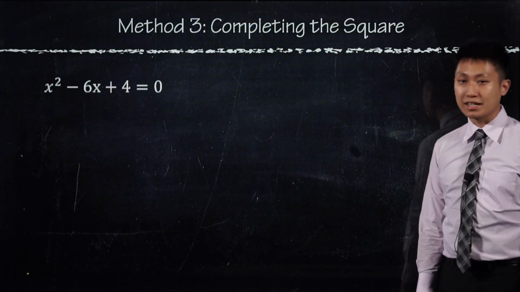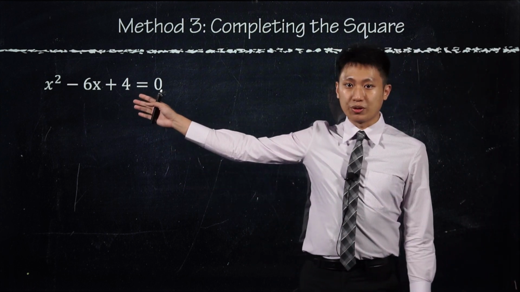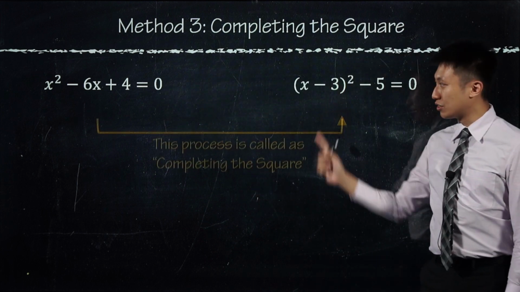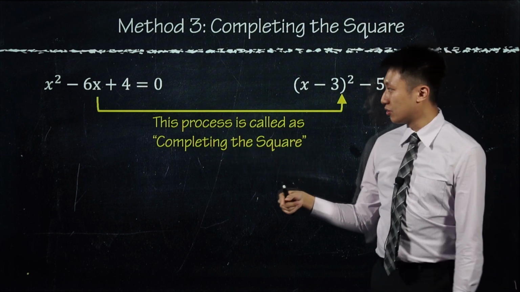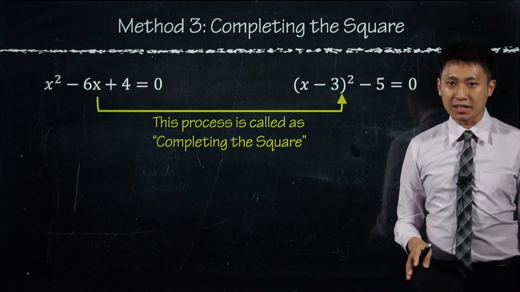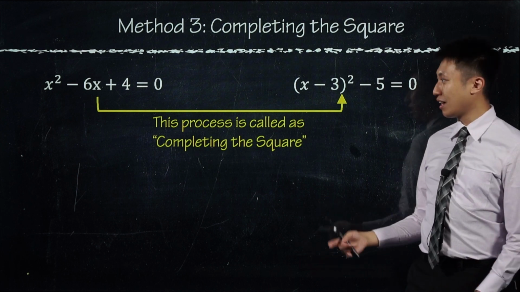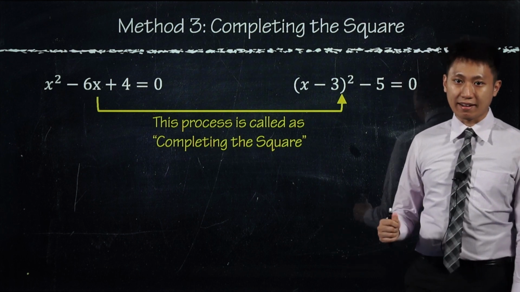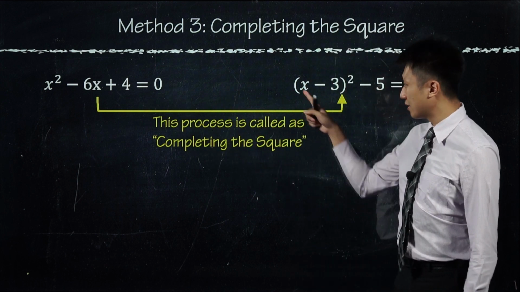So what is the problem now? You are given a quadratic equation, then you want to convert this one to here. This process is called completing the square. Why it's called completing a square, I'll do in a separate video and tell you the rationale behind that. But now what you can do is to learn the techniques first. From here to here, you can do something about it so that it becomes this one.